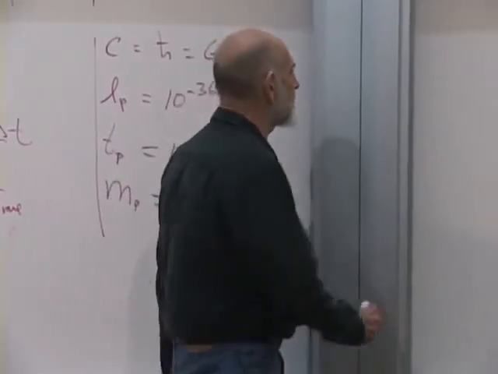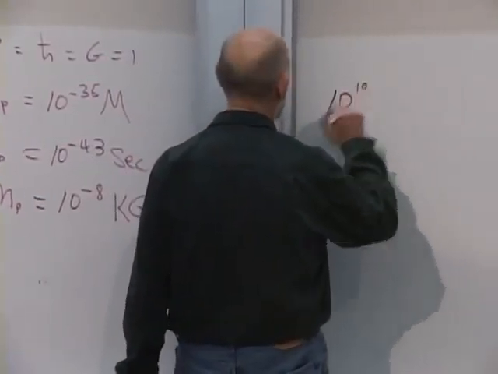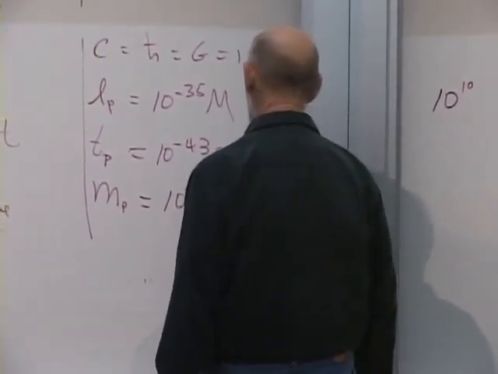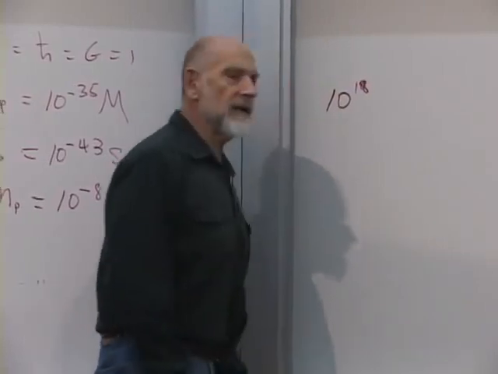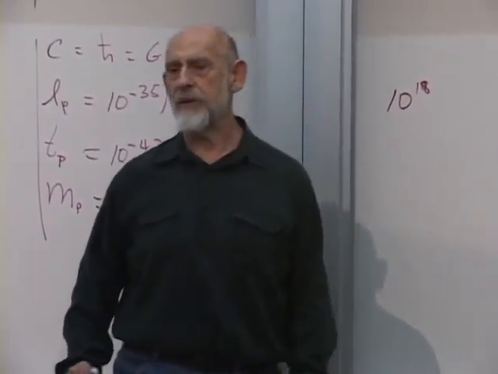10 to the 10th kilograms is how many Planck masses? 10 to the 18th. Now 3 times 18.